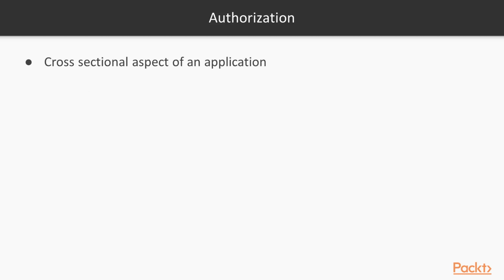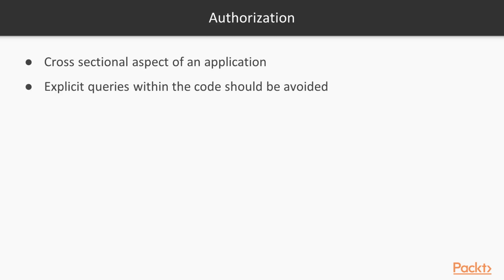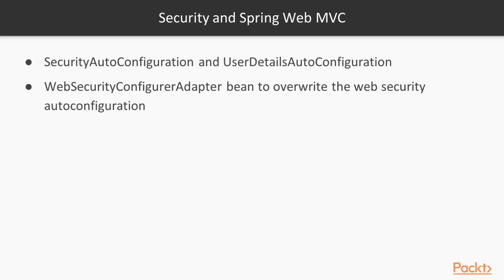Authorization is regarded as a cross-sectional aspect of an application. Within the code, explicit queries whether an action is allowed or not should be avoided. Spring Security's integration with Spring MVC is based on the Servlet standard, with regard to the filling of the security context holder as well as the authorization of HTTP requests. There is no distinction between client types. Spring Security's content negotiation strategy decides whether HTTP basic or a form login is offered.